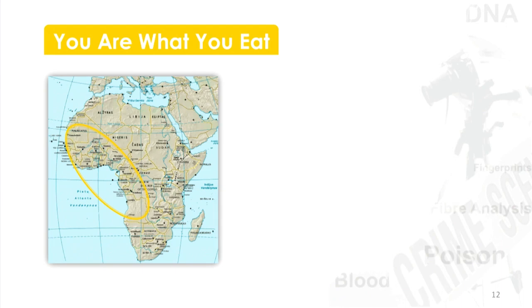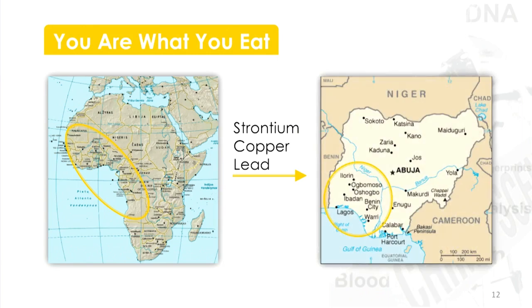But the trace element analysis was able to narrow it down. Investigators traveled to different places of West Africa, took samples of the soil, samples of bones, and compared the trace element composition of those samples to the trace element composition of Adam's bones. And that narrowed the search down to a small region of Nigeria. So forensic science in this case didn't identify the murderer, but it certainly told the investigators where they should be looking.